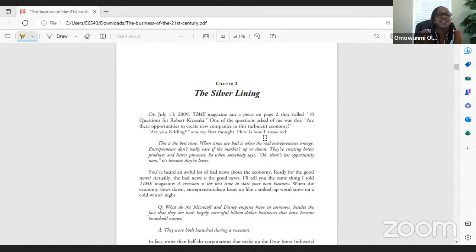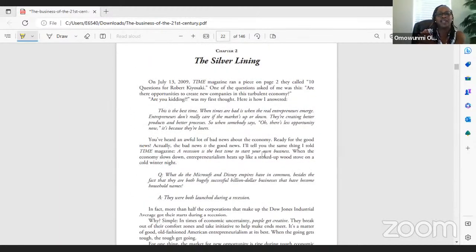All right. So chapter 2 says the silver lining. The silver lining. I love this. A few questions that were asked of Robert here. He says, are there opportunities to create new companies in this turbulent economy? When we have chaos, 2008, 2009. He says, are you kidding? This is the best time. When times are bad is when the real entrepreneurs emerge. Entrepreneurs don't really care if the market is up or down. They're creating better products and better processes. So when somebody says, oh, there's less opportunity now, it's because they are losers.